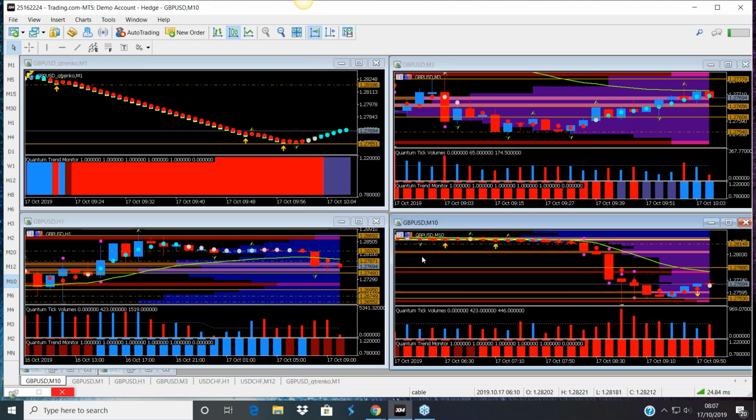And this is how this is reflected on this profile. As we can see here, if we go on to, let's have a look at the 3 minute. The 3 minute is probably better.